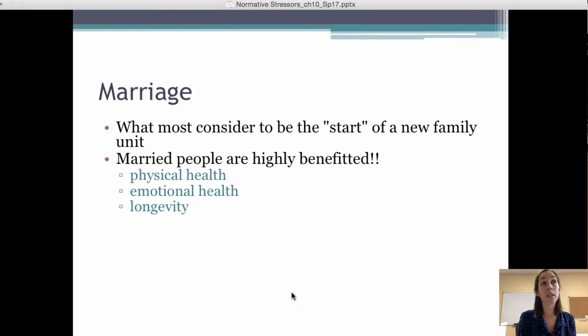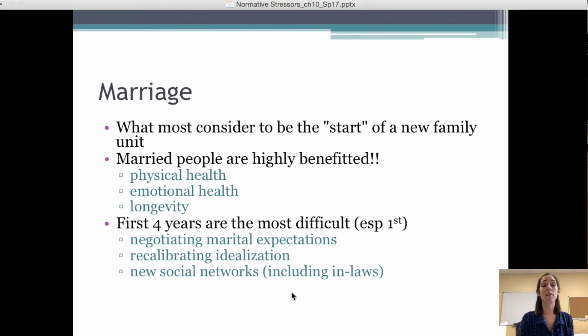If you're 2 people highly committed to each other, even a very intimate friendship, and you feel a deep closeness, that you're family. But that's my way of thinking of families. So this is what most people consider to be the start of a new family. Married people are highly benefited. We talked about all of these things before.